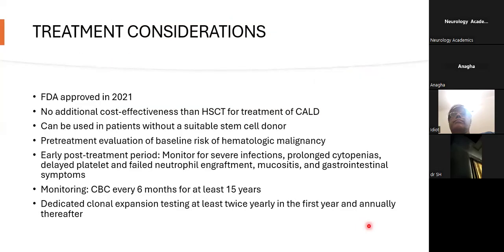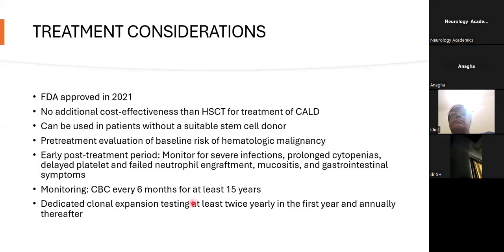Further treatment considerations: this was approved by the FDA in 2021. However, cost-effectiveness studies compared to the current standard of therapy, that is allogeneic hematopoietic stem cell transplant, showed that there was no additional cost effectiveness of this gene therapy compared to allogeneic hematopoietic stem cell transplant. Hence, this therapy can be used in patients without a suitable stem cell donor.